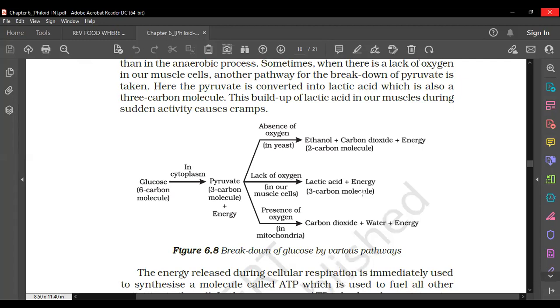Okay. So conversion of glucose into pyruvate. Pyruvate means a 3 carbon molecule, and this happens inside the cell in the cytoplasm. Then the pyruvate has a chance to convert into ethanol, lactic acid, or carbon dioxide in different ways. In the case of anaerobic respiration, that is in the absence of oxygen, it will convert into ethanol, carbon dioxide and energy. In which cell is it happening? In the case of yeast.